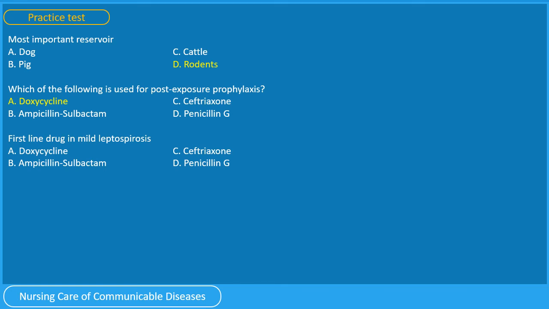What is the first line drug in mild leptospirosis? A. Doxycycline, B. Ampicillin sulbactam, C. Ceftriaxone, or D. Penicillin G. You have 5 seconds. A. Doxycycline is the correct response.